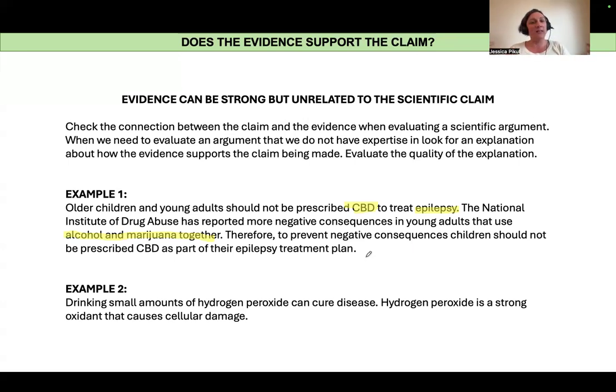So then in example two, what is another thing that we see a lot when evaluating kind of bogus claims, or people who are trying to sound like they're making a scientific claim that's well supported, and it's not. Often what you'll see is someone will make a claim and then they will state evidence, and that is it. And they won't explain it at all.